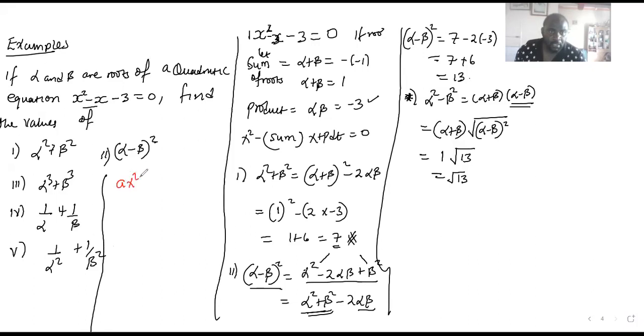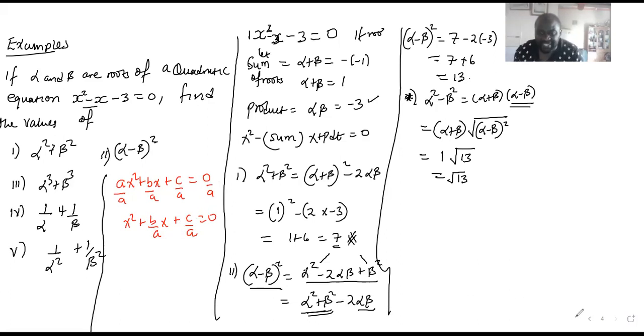a x squared plus b x plus c equals 0. Do you agree? Yes. You divide by a. x squared plus b over a of x plus c over a is what? Now, this is just the equation, not its roots. This is the equation in general.